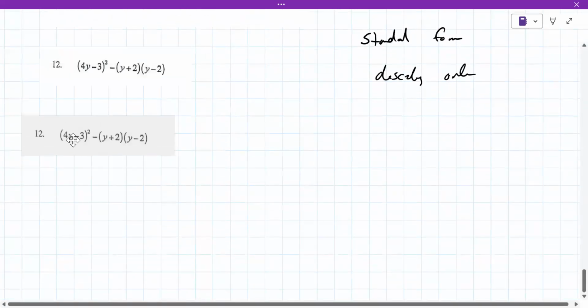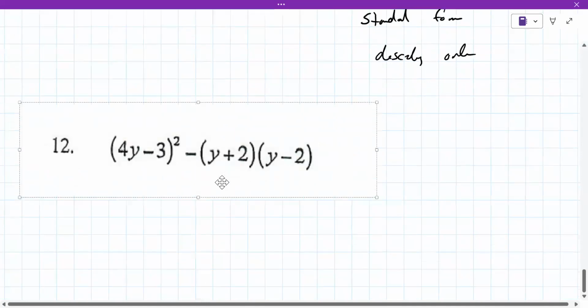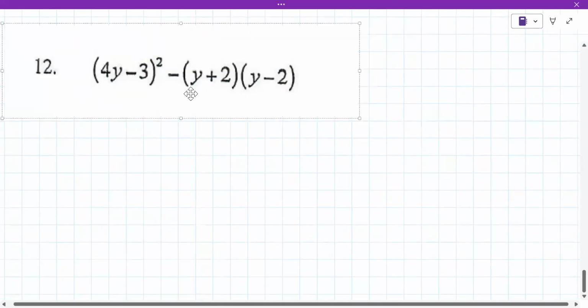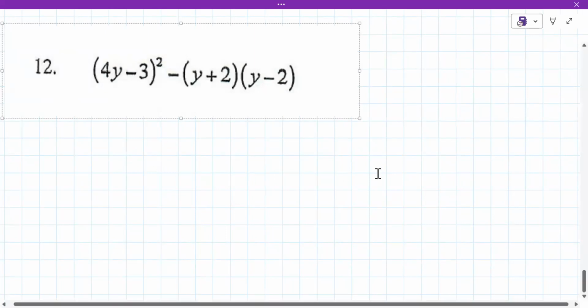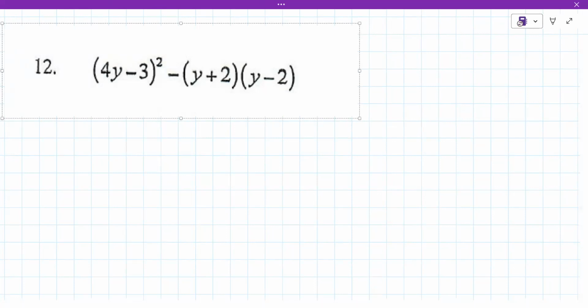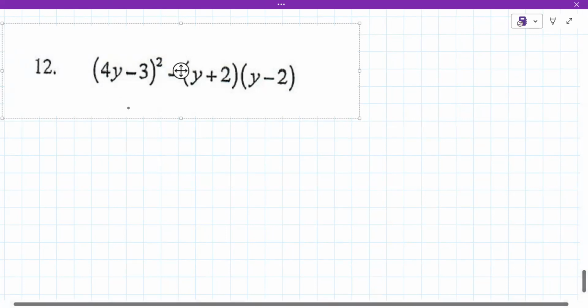So number 12 here. All right. So tell me, you don't have to do this problem, but tell me what you would do to work out this problem. What's the first step? Well, I distributed both sides. Oh, you did already. You've already done this one.